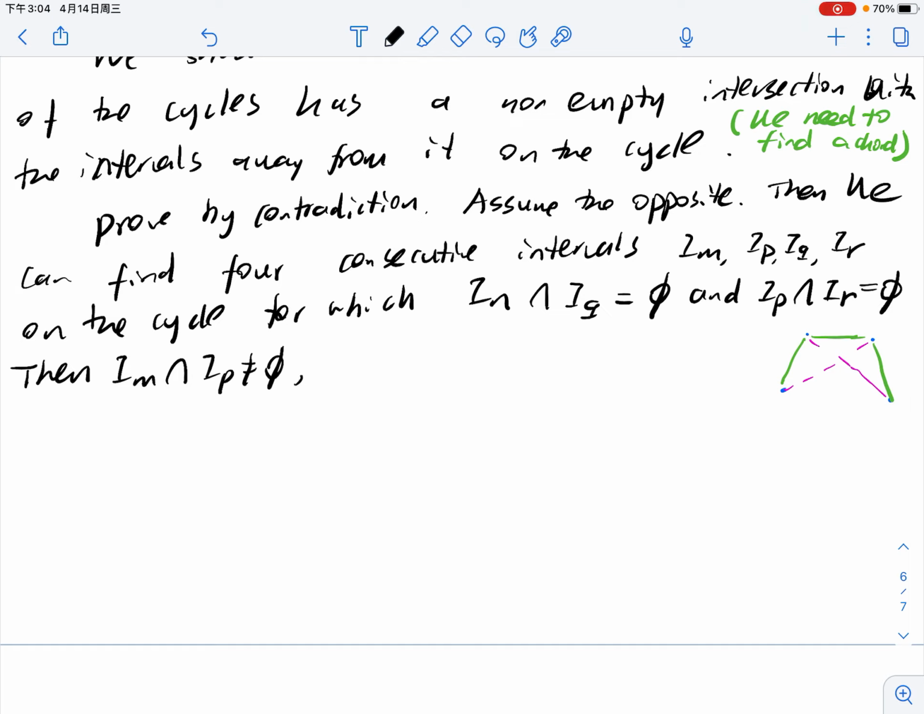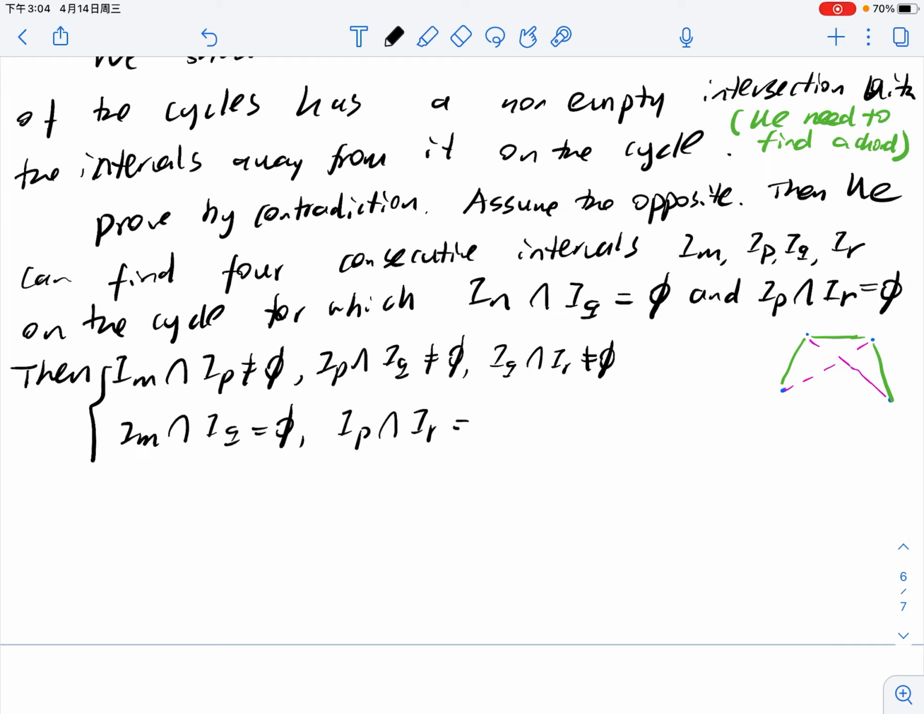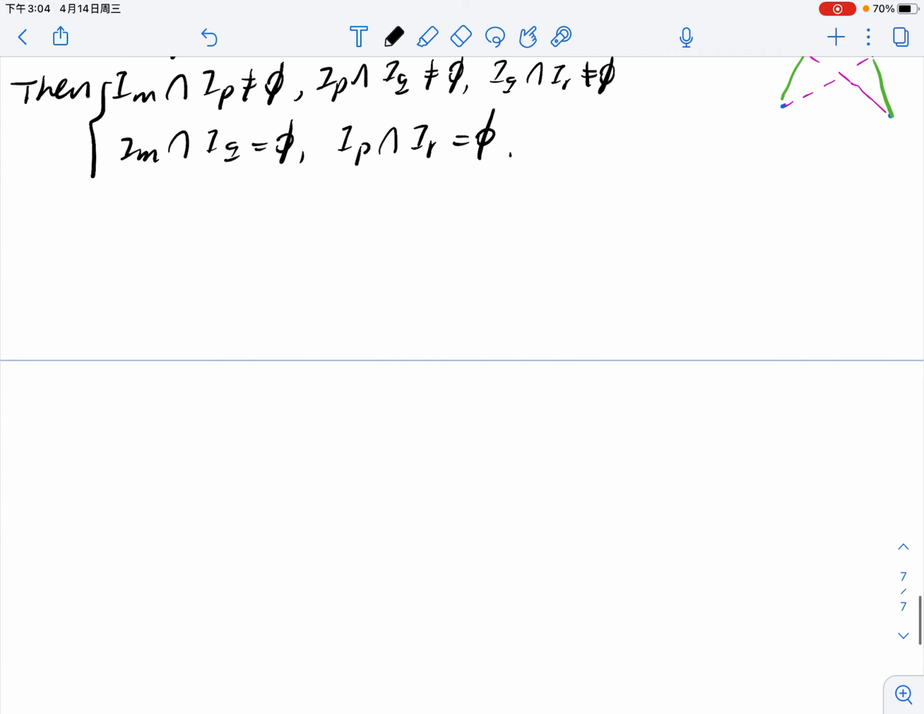Okay, then we can summarize. We have three pairs of non-empty intersection and two pairs of empty intersection. The advantage of the interval graphs is that everything is on the interval. It's a one-dimensional thing. So we like a one-dimensional thing. If you think about Fourier analysis, Fourier transformation, it's also a one-dimensional thing, or transforming high-dimensional objects to one-dimensional stuff.